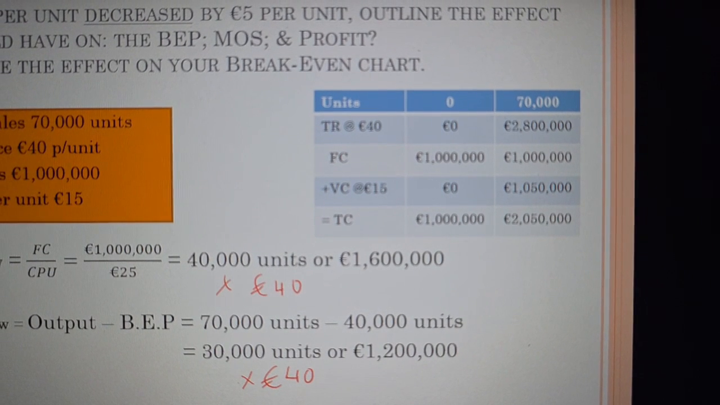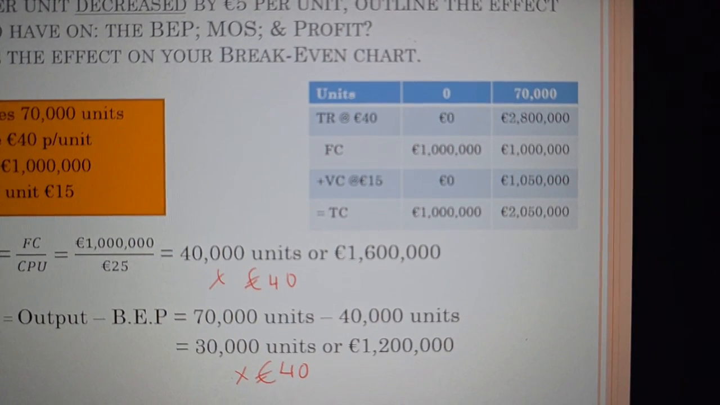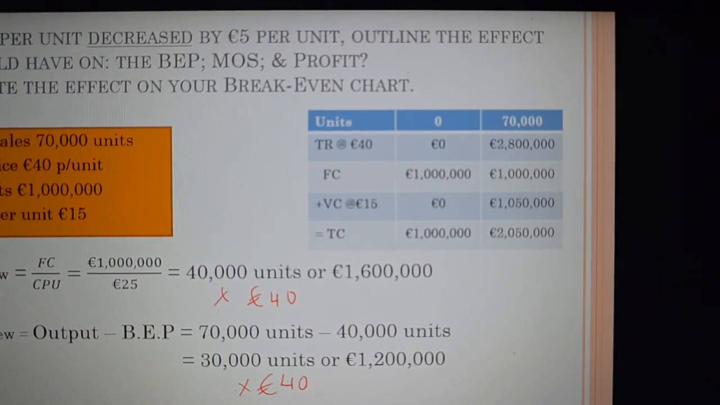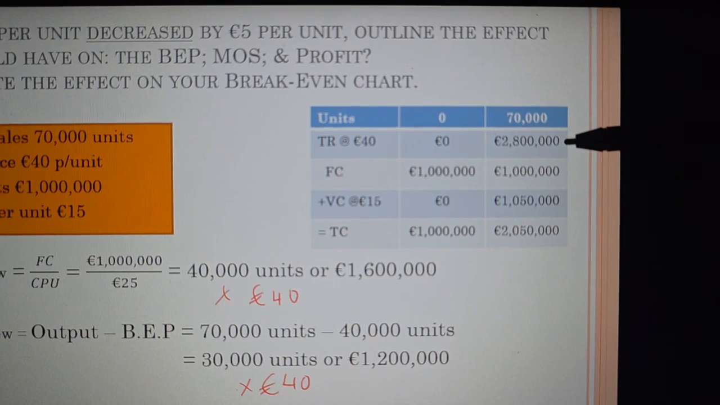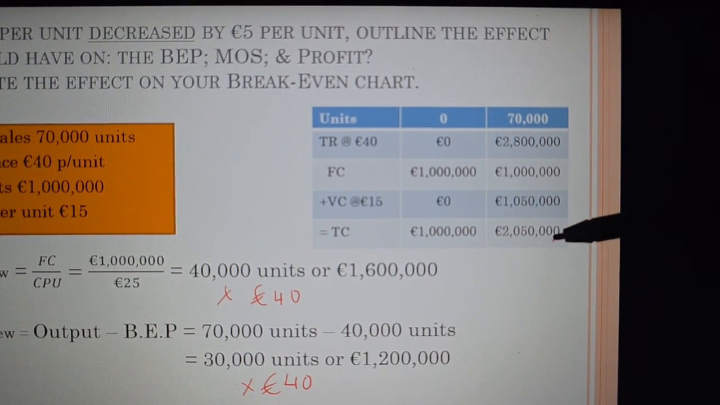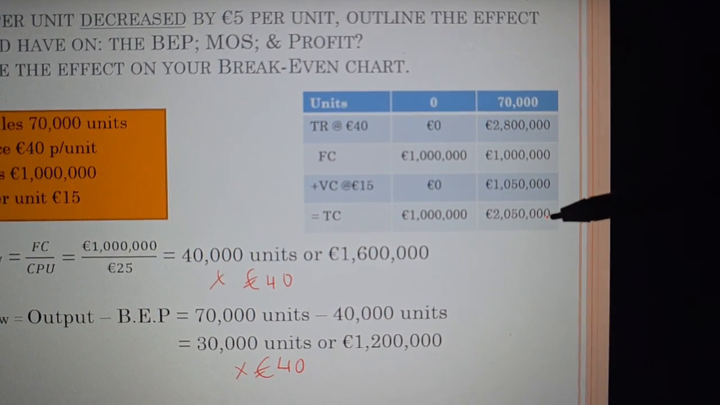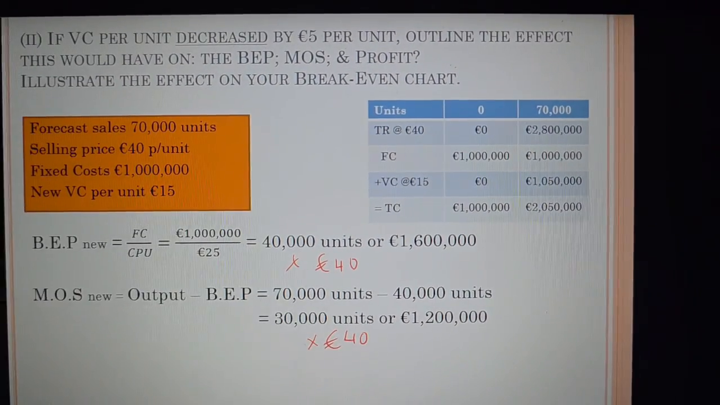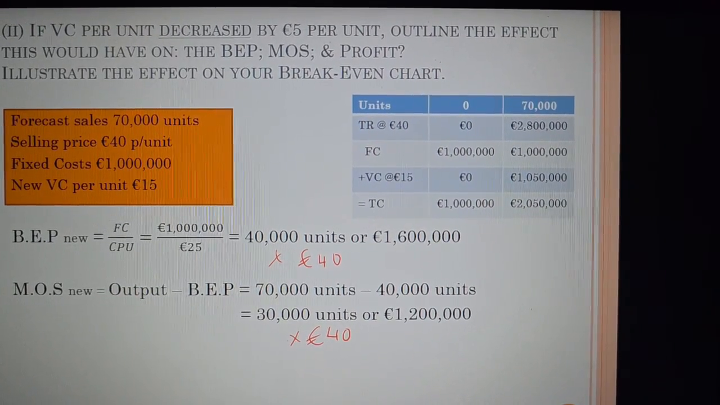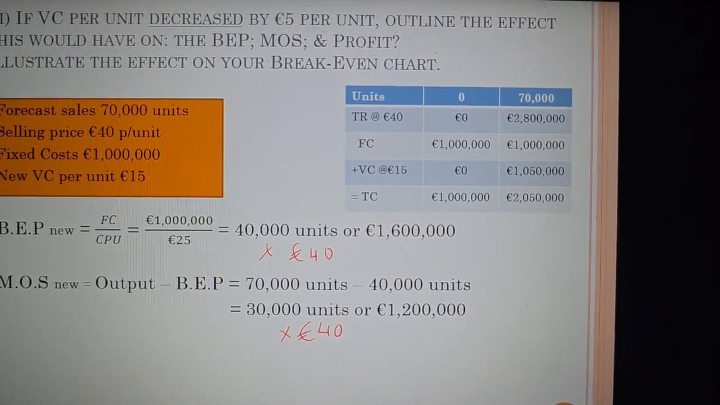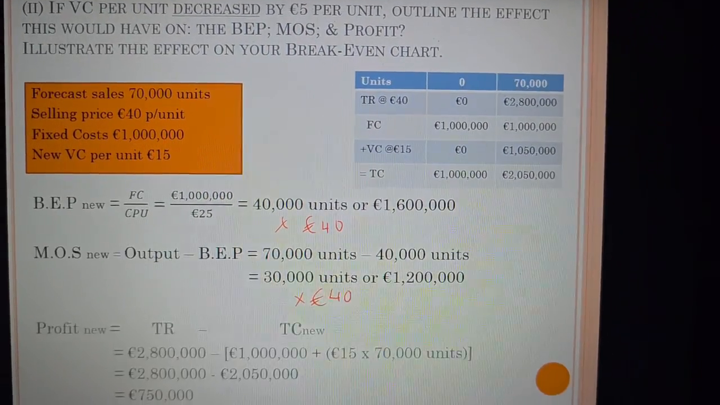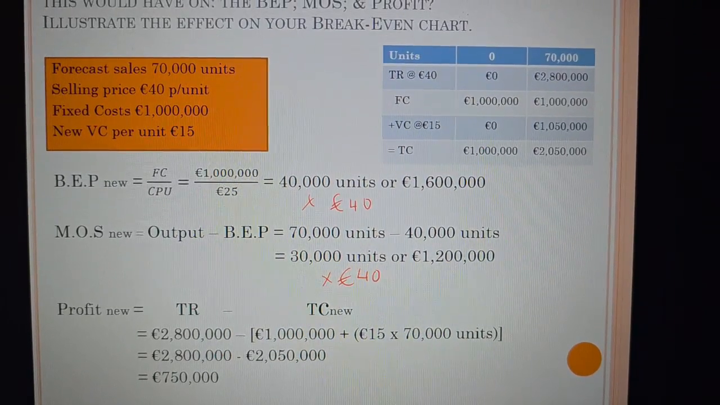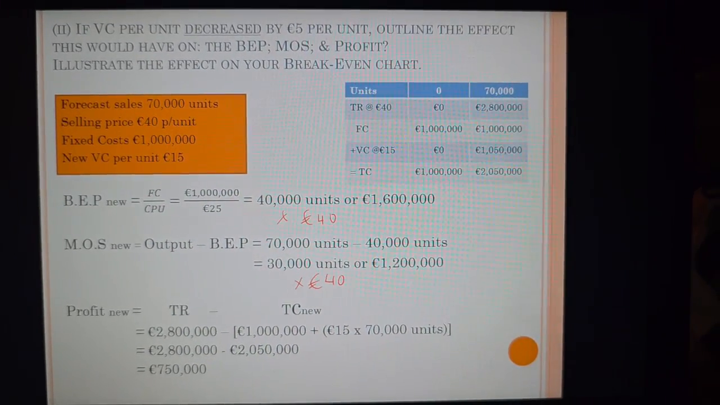So you can see your total costs now have adjusted. Okay, they are less than what they were originally. So what would my profit now be? Total revenue at forecast output was 2.8 million. Take away your total costs, which was 2.05 million. So that's going to leave you with a profit now of €750,000. So my profits have increased, which is what you would expect. If your costs go down and nothing else changes, you would expect your profits then to go up. Okay, so my new profit, €750,000.